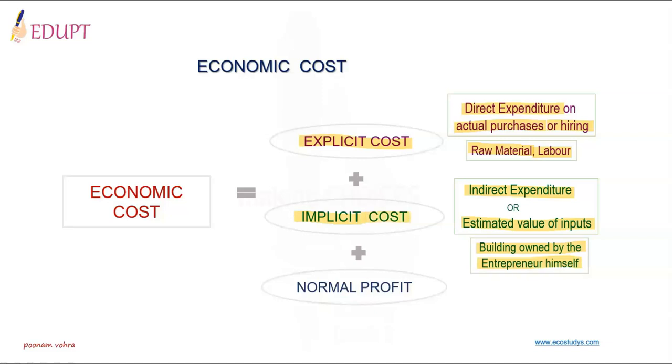Apart from explicit and implicit cost, the producer must get a minimum amount of profit in the long run to continue to produce the given good, which is termed as normal profit. So, the sum of explicit cost, implicit cost, and normal profit is called economic cost, which is the cost of producing a good.